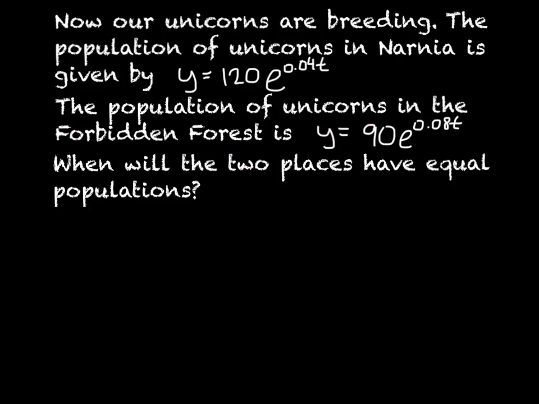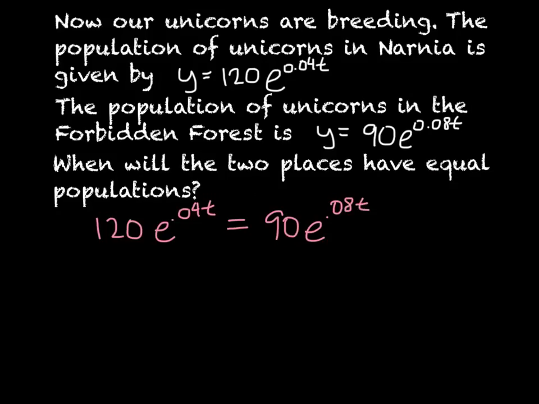Now our unicorns have started breeding. We have two populations of unicorns, one in Narnia and one in the Forbidden Forest, and their populations are given. When will the two places have equal populations? They'll have equal populations when the y's are equal, so 120 e to the 0.04t will equal 90 e to the 0.08t.